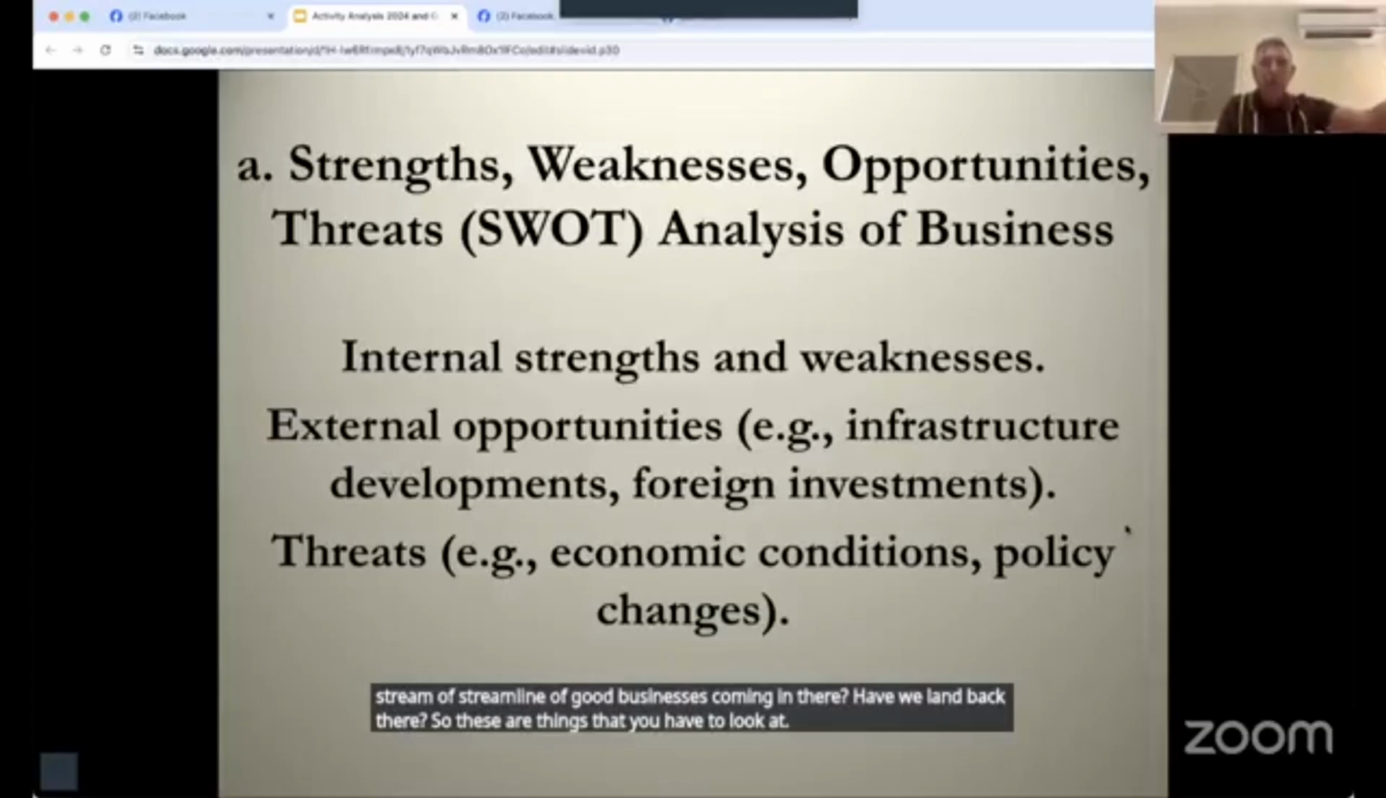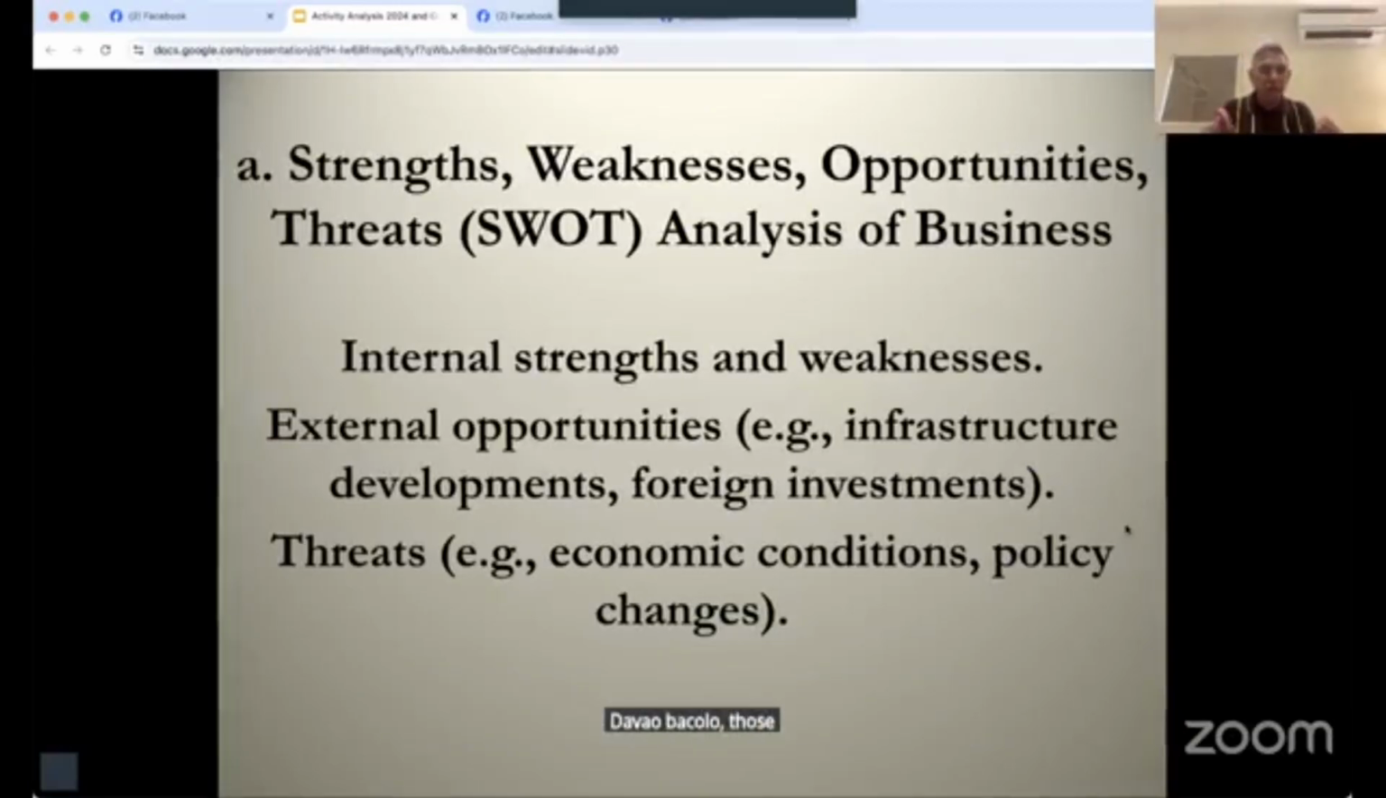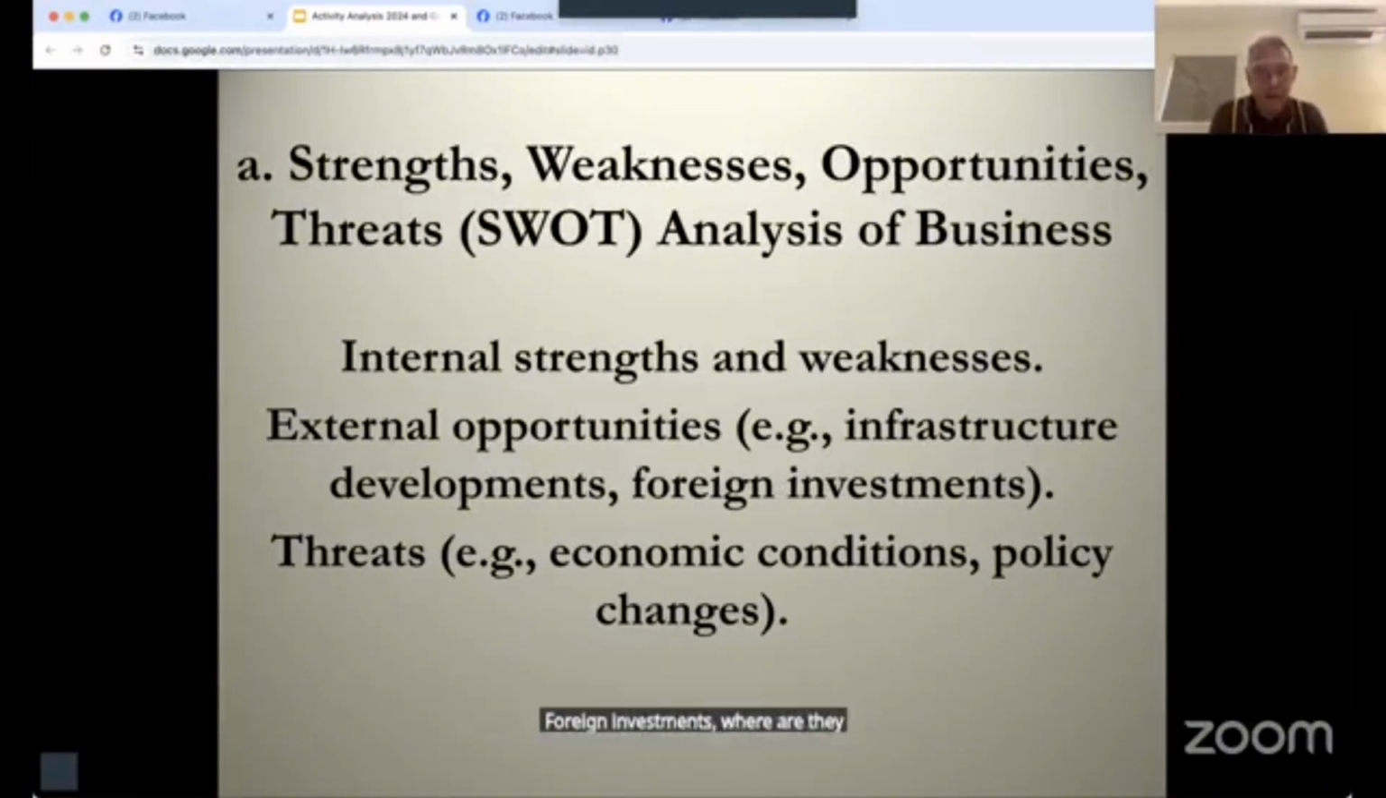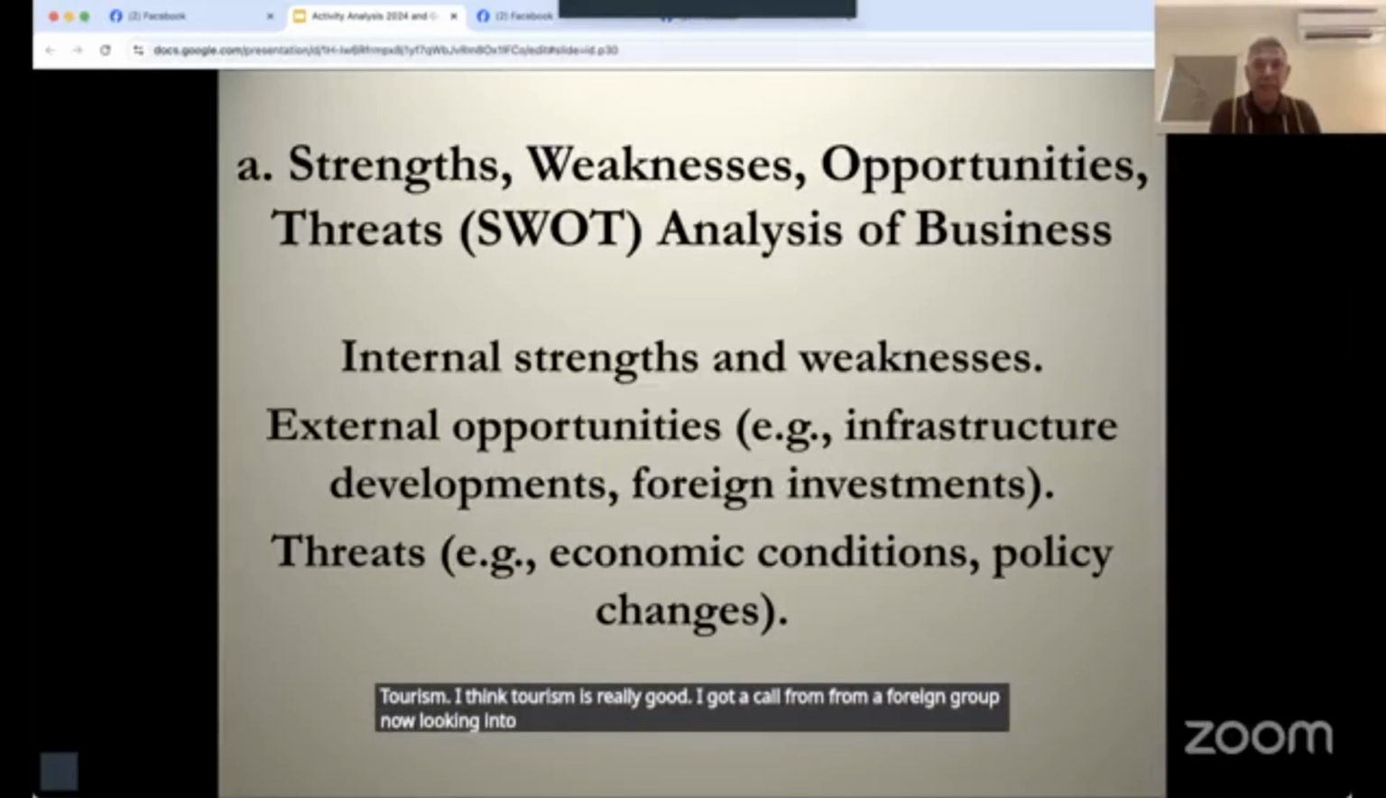Davao, Bacolod, those emerging cities, no? So you have to understand where the infrastructure developments are. Okay, foreign investments, where are they investing? What are they investing into? IT BPM, maybe that's still something to get into. All right. And then of course, tourism. I think tourism is really key. I got a call from a foreign group now looking into building some hotels in these emerging destination places, right?